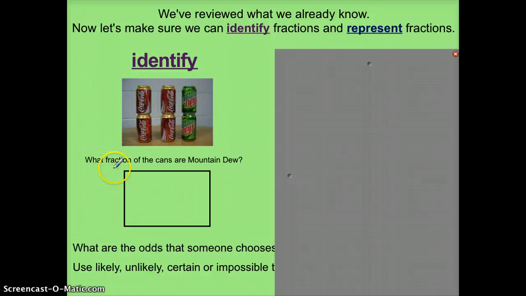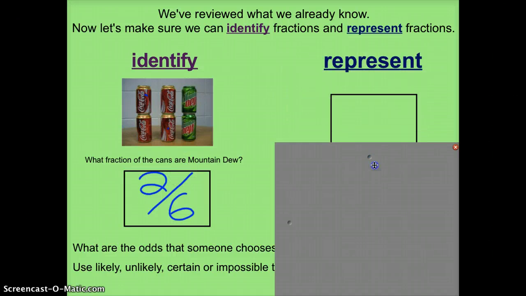So if I'm looking here, what fraction of the cans are Mountain Dew? This is going to be my numerator. I'm looking for the cans of Mountain Dew, and I can see there's 2 cans. So my numerator is going to be 2, and my denominator is going to be the number of cans total, which I counted as 6. So I'm going to identify this as 2/6 of the cans are Mountain Dew.